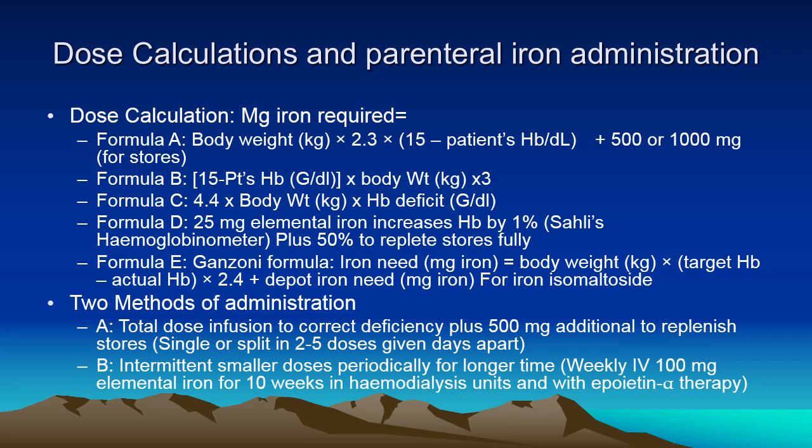Second is intermittent smaller doses periodically given for a longer time. Say weekly IV 100 milligram of elemental iron for 10 weeks in patients undergoing hemodialysis. So in hemodialysis unit, this method is used, and also when patient is.